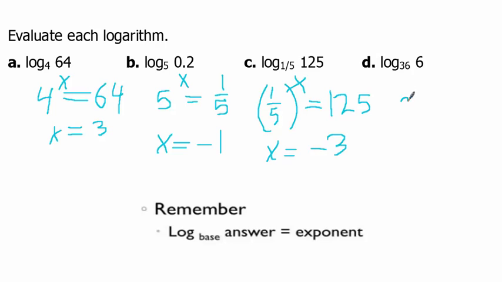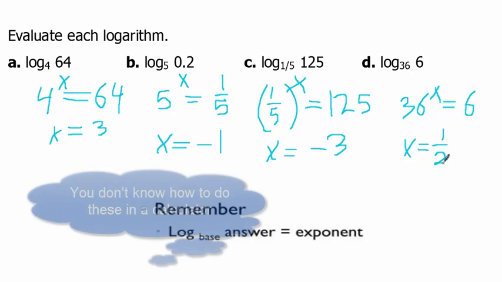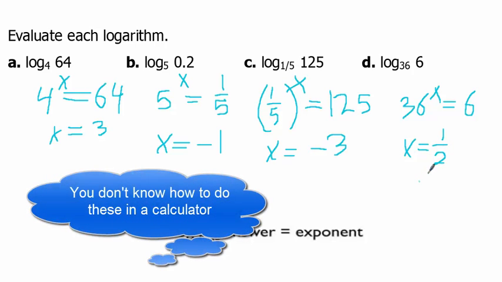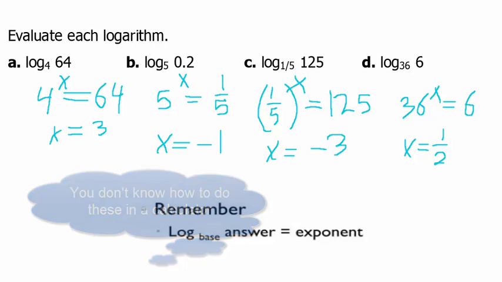And our last one, 36, to what power would get me 6? Well, that needs to be square rooted, and square rooting is put it in a fraction. The denominator is the root. So those are all evaluations that we can do by hand, and you should be doing by hand.